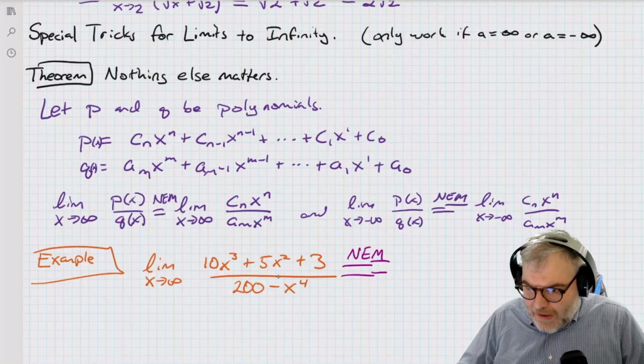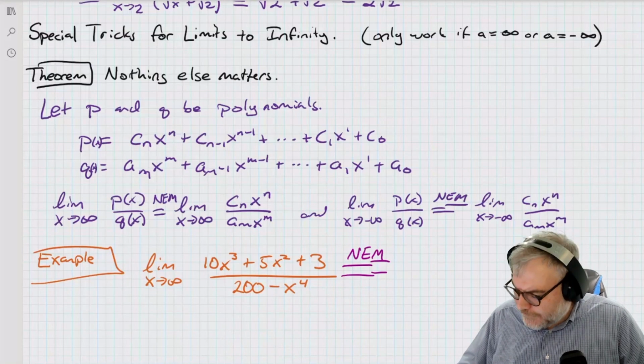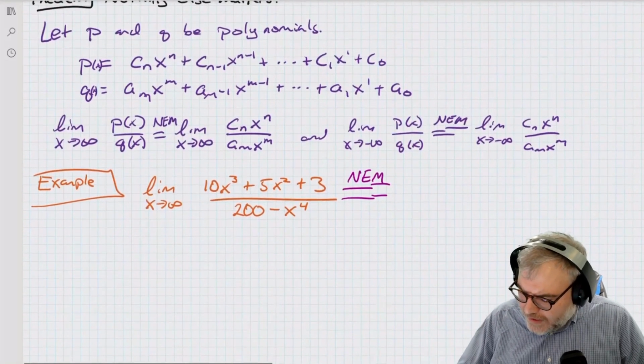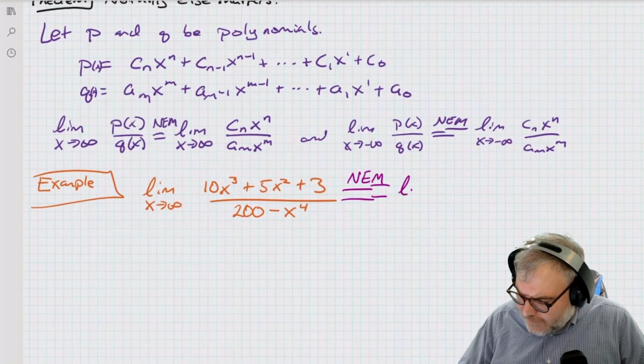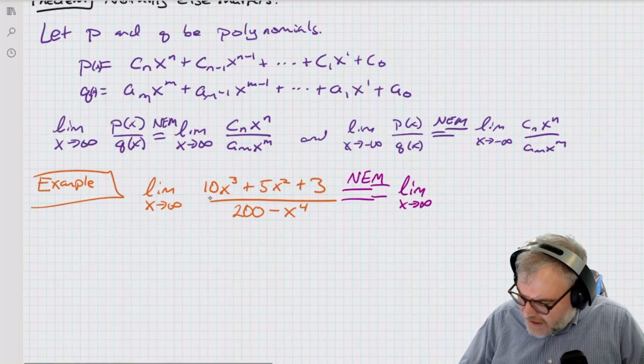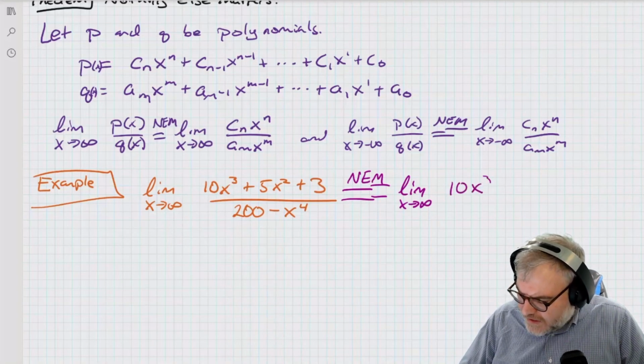Because these are two polynomials, one on top of the other, I'm going to get the following. Nothing else matters. The limit as x goes to infinity: the biggest term on top is the x cubed term, so 10x cubed. And then the biggest one on the bottom is that negative x to the fourth.